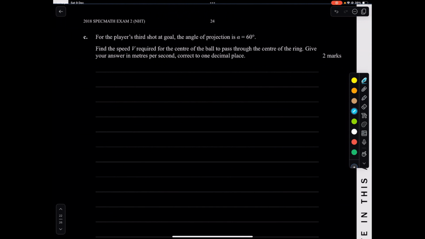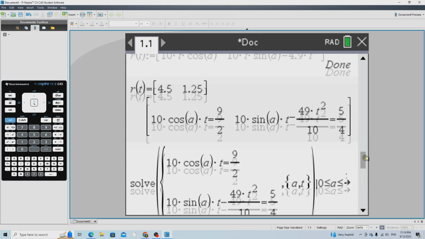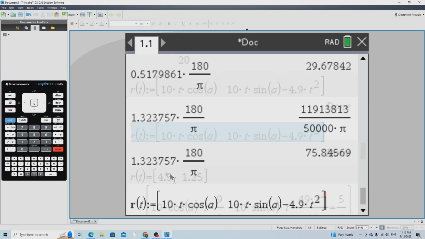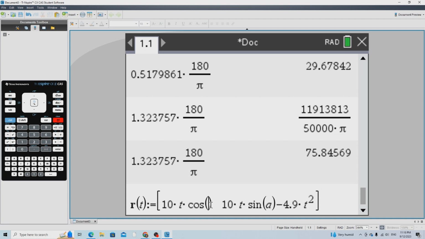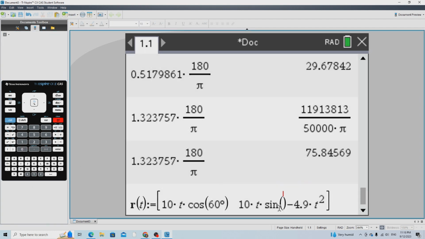For the player's first shot at goal, the angle of projection is 60. Find the speed required for the center of the ball to pass through the center of the ring. So same thing pretty much, but now we're just changing our equation. So take this back equation. Now we know that the angle of projection is 60 degrees. Just change that up, 60 projection.